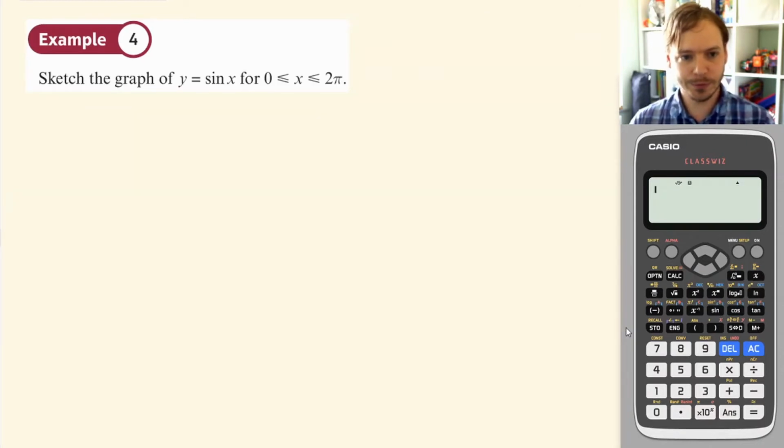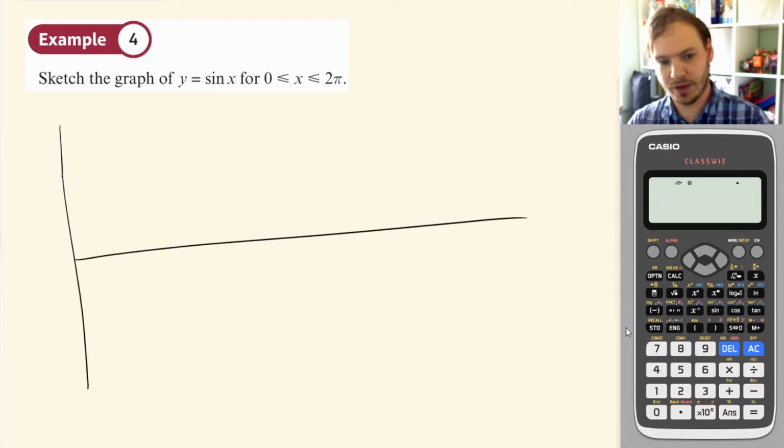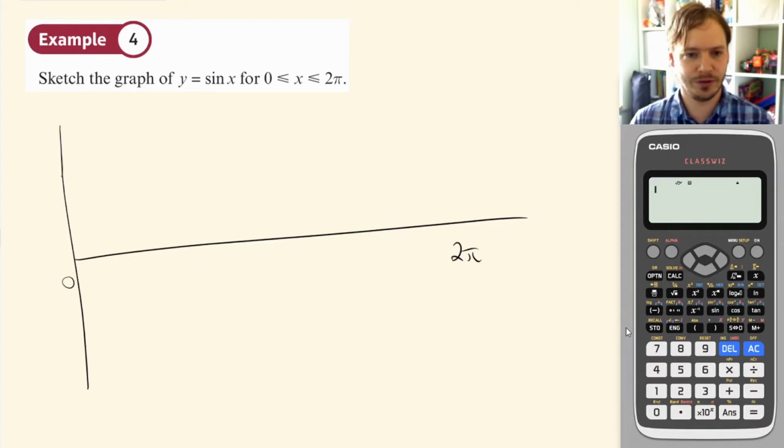Second thing, example 4, sketch the graph of y equals sine x. So first things first, we're going between 0 and 2 pi. So we're starting at 0, which is nice. And then we're remembering that 2 pi is a full revolution. So 2 pi is equivalent to 360 in terms of the height of the graph, because 2 pi radians is 360 degrees. Now, where does sine start? Does it start at 0 or does it start at 1? We just need to check that.